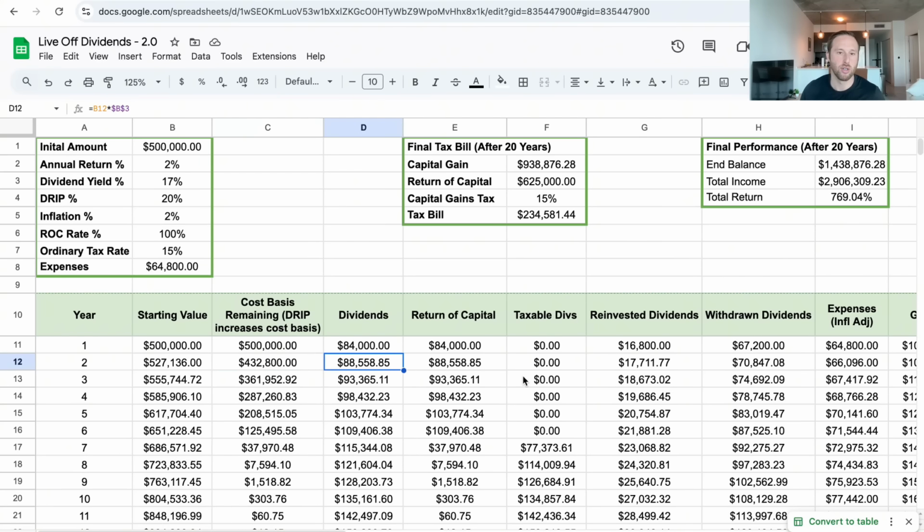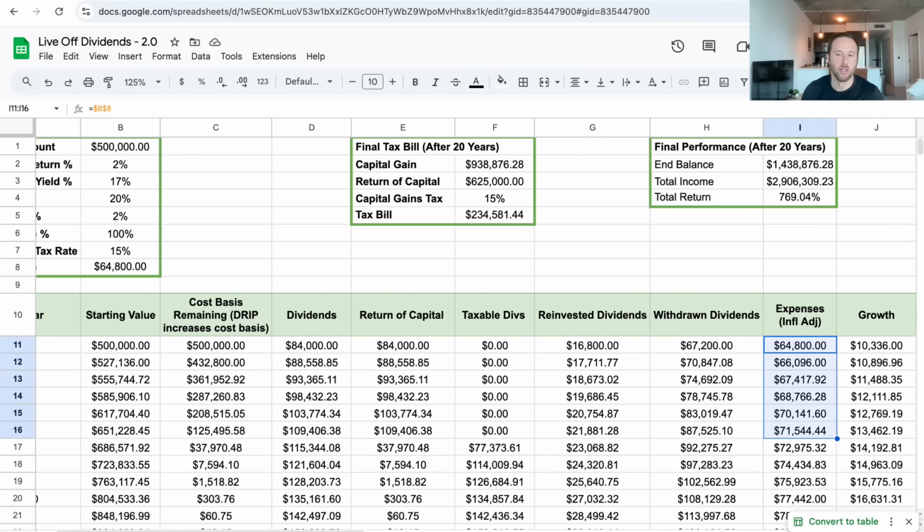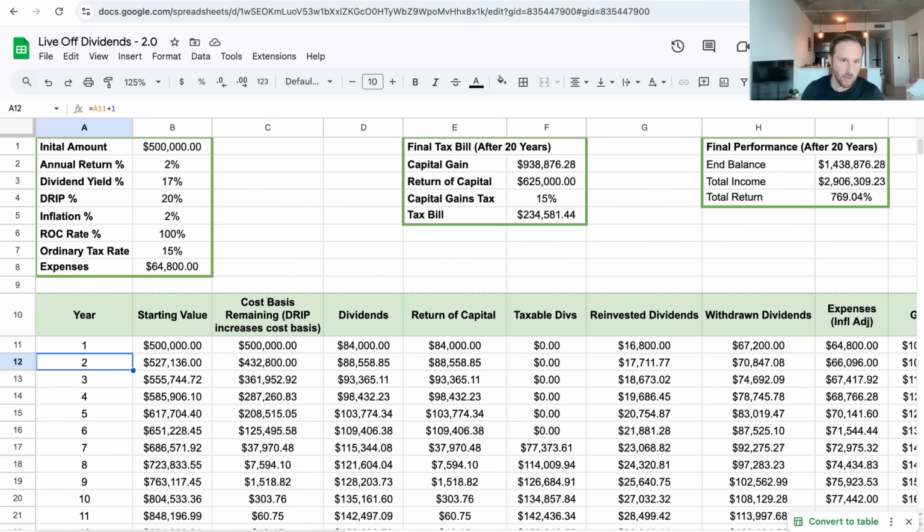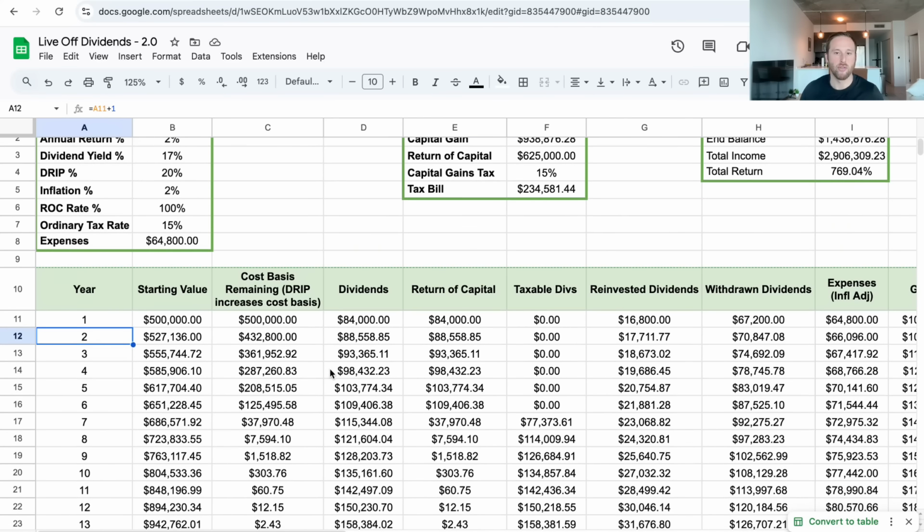And now you can see your dividends are growing to 88K because our value is going up, our yield is staying the same. We're reinvesting more dividends now, right? Because our initial balance is stronger now, and we have still a great yield, so we're able to withdraw more to live on. And now we're adjusting for inflation, right? 2 to 3% a year. I think it's 2% I have. So now your expenses do go up, but your dividends are still going up as well. Your growth is going up, and your end value is, in this case, 555K. And we've simulated that now year after year after year after year.